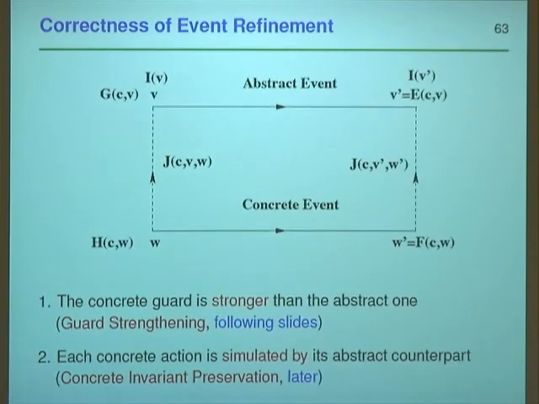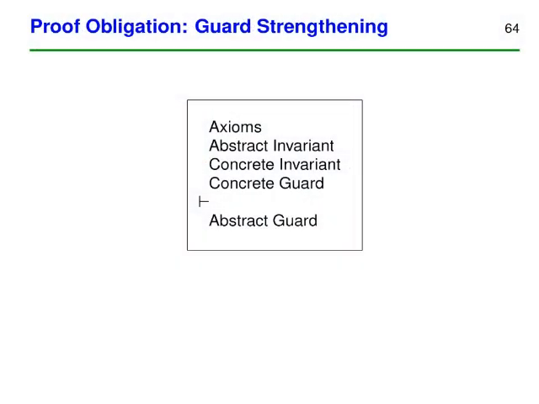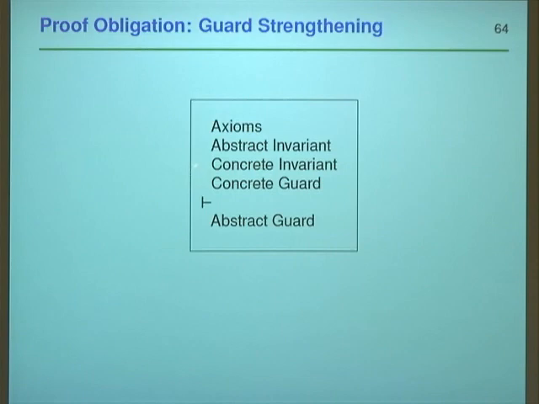Okay, we will go back to the strengthening. So the proof obligation of guard strengthening is just this: the axioms, abstract invariant, and concrete invariant, so we have the concrete and the abstract, and the concrete guard, and then the goal is to prove the abstract guard. So the concrete guard is stronger than the abstract guard. Now, there is a big problem. They could be so strong that they could be false. And in this case, we have a deadlock in the concrete world. So we have to do something about that in a minute.